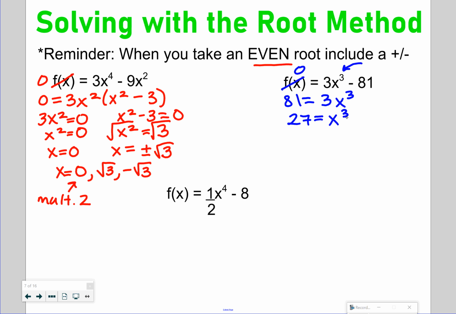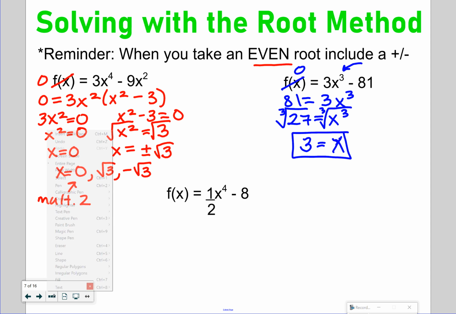As soon as you have isolated the variable to the power, you're ready to do your root. Now this time I have a third power, so we're going to do a cube root on both sides. If you have an odd root, so cube root, fifth root, seventh root, etc., we do not include a plus or minus. There will only be one solution. X equals cube root of 27 is just 3. And that is our only solution to this equation, x equals 3.